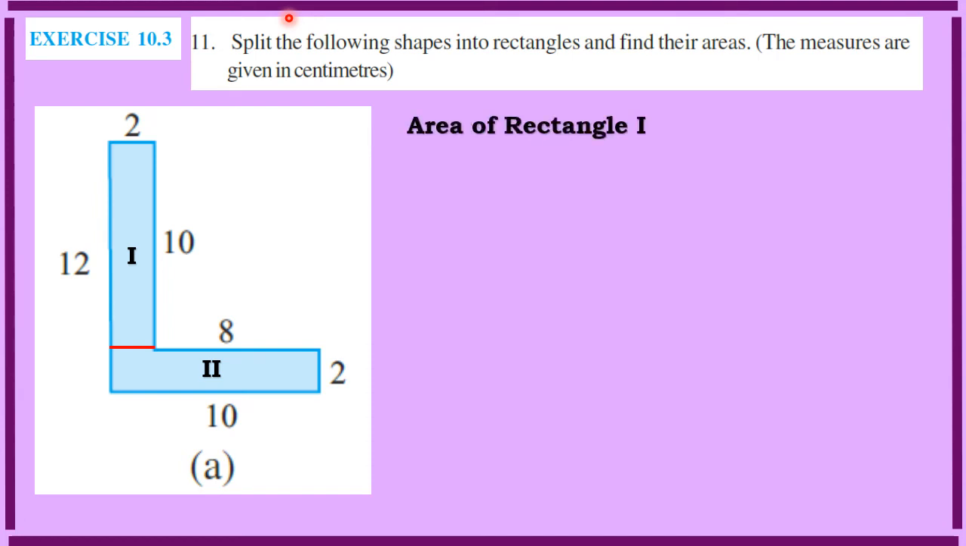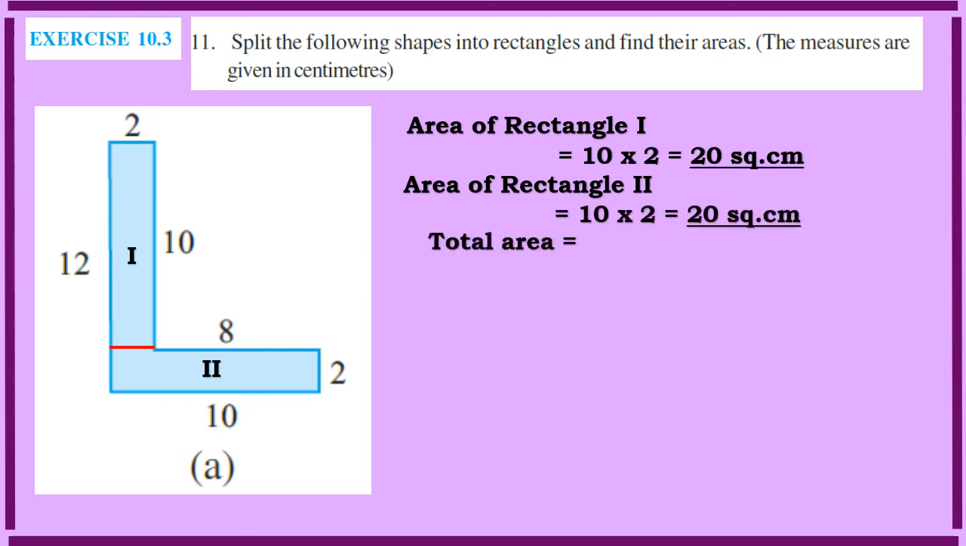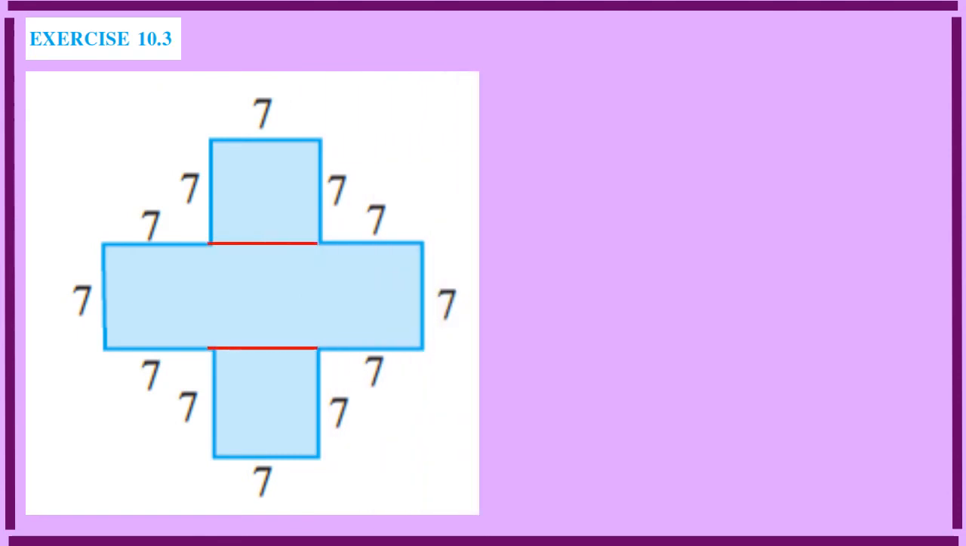First rectangle area, length is 10. Don't take it 12. 12 is the full length. We took only this much. So don't make the mistake. It is 10. Okay. 10 into 2. Now rectangle 2. It is 10 into 2, not 8. 10 into 2. So the total area will be 20 plus 20 equal to 40 square centimeter. Now next figure.